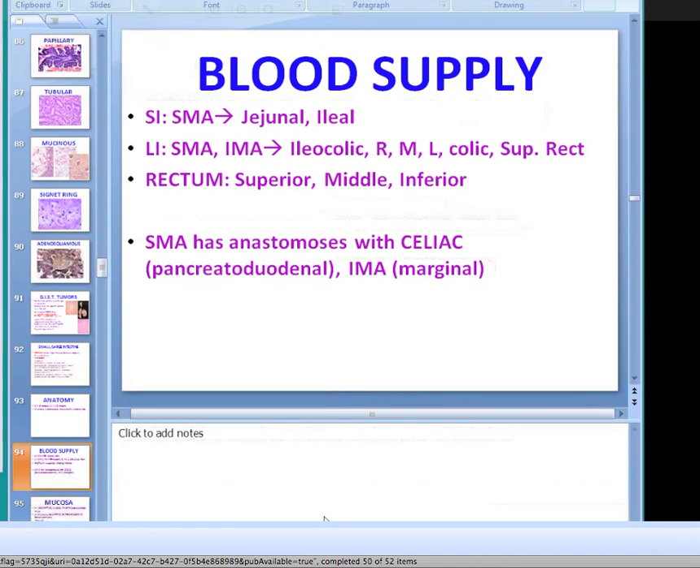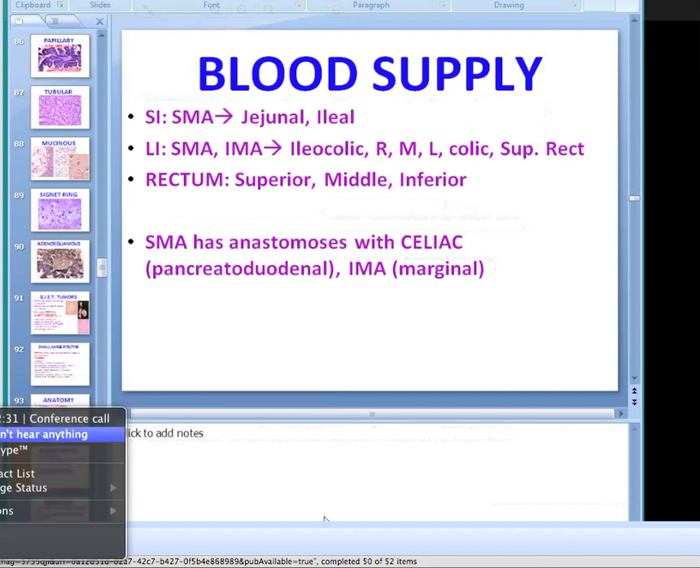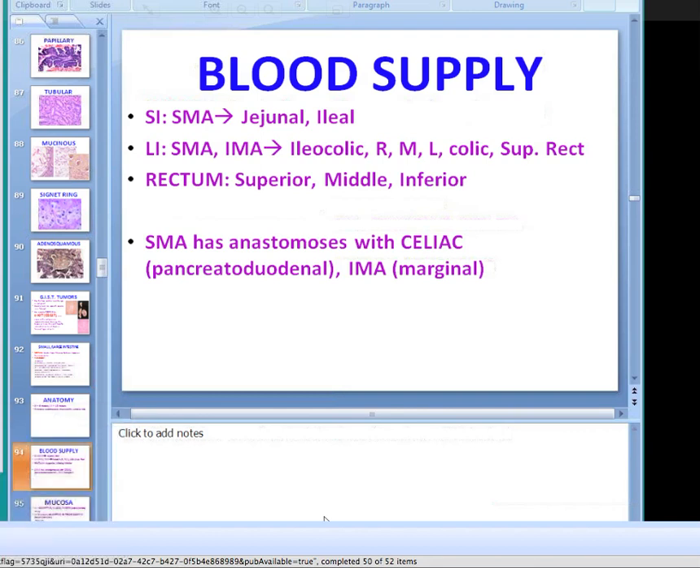And of course, the inferior mesenteric artery is basically the rest of the large bowel. It goes right colon, transverse colon, descending colon, all the way up to the superior rectal. Of course, there's a middle and inferior rectal, which does not come from that, but comes from further down, the iliac branches. And remember, from the anatomy point of view, your superior mesenteric artery is not alone. It has branches with the celiac axis in the region of the pancreas, the pancreatoduodenal arteries. And it also has collateral branches with the inferior mesenteric near the splenic flexure, the so-called marginal artery.